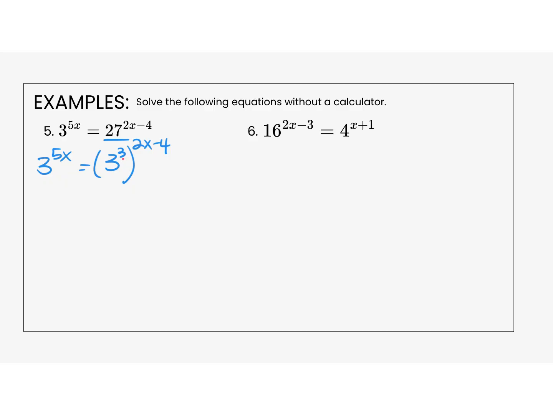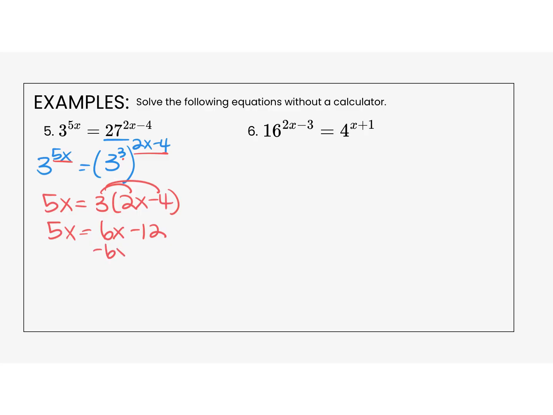If I have a power to a power, I multiply those things. So I'm going to still, same process, take my exponents and set them equal to each other. So I get 5x equals 3 times 2x minus 4. Because again, what we learned previously is that a power to a power, I multiply those things. Make sure we distribute. So 5x equals 6x minus 12.